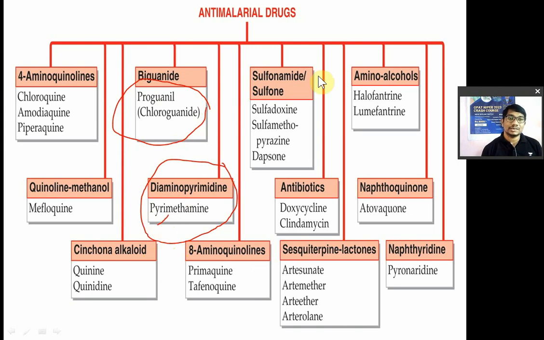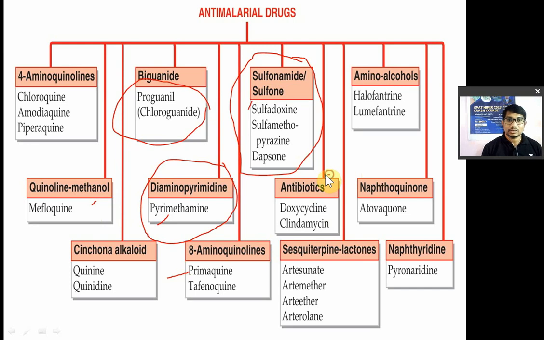Now the seventh class is the sulfonamides, sulfa drugs. In that you have sulfadoxine, sulfamethoxypyrazine and dapsone. What will they do? They will prevent the synthesis of folic acid by inhibiting the folate synthetase enzyme. All these sulfa drugs are oxidant in nature. Then 8-aminoquinoline, for example primaquine, is also oxidant in nature. So when they are used in a patient who is deficient in glucose 6-phosphate dehydrogenase, there is hemolysis, right?